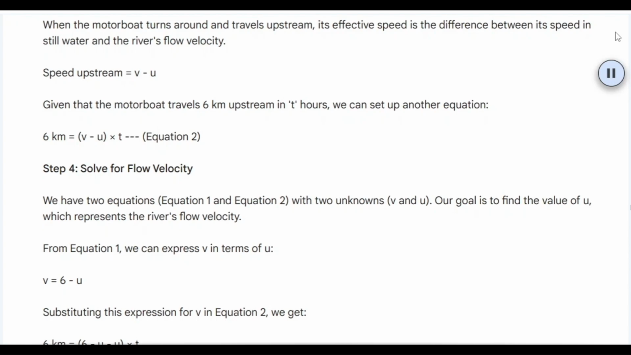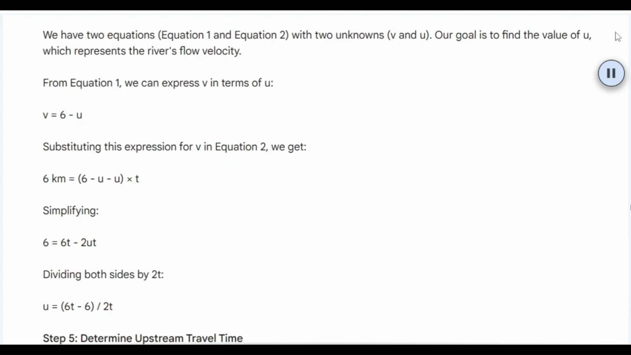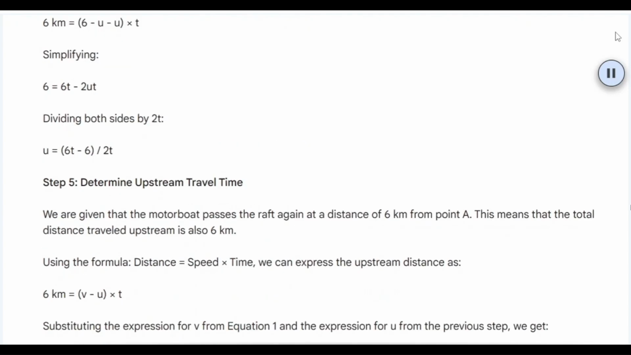Step 4. Solve for flow velocity. We have two equations, equation 1 and equation 2, with two unknowns, V and U. Our goal is to find the value of U, which represents the river's flow velocity. From equation 1, we can express V in terms of U: V equals 6 minus U. Substituting this expression for V in equation 2, we get 6 kilometers equals (6 minus U minus U) times T. Simplifying, 6 equals 6T minus 2UT. Dividing both sides by 2T, U equals (6T minus 6) over 2T.